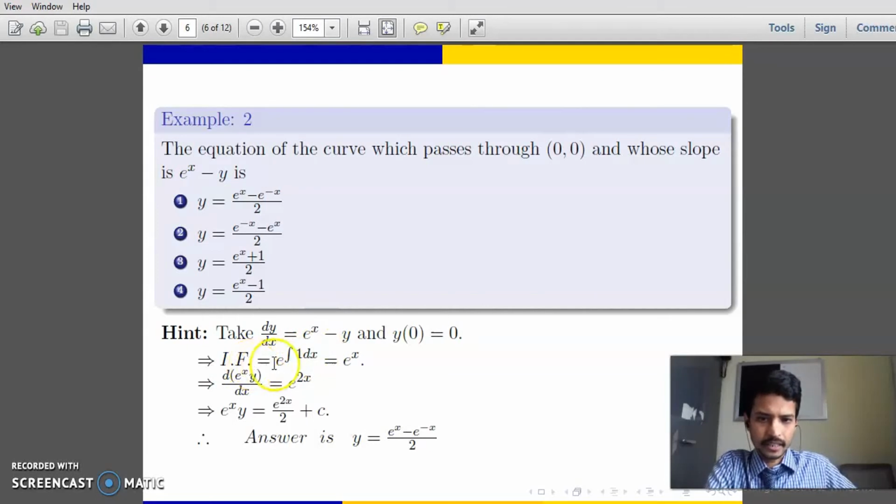Then the integral factor is e to the power ∫p dx, where p is equal to 1 here. So e to the power ∫1 dx is equal to e to the power x. Now I will multiply e to the power x on both the left hand side as well as the right hand side.